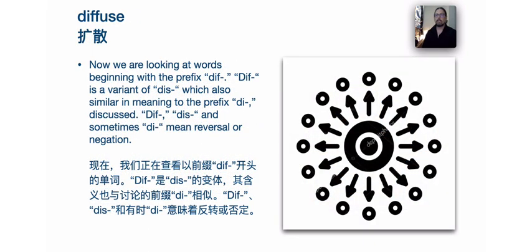Now we are looking at words beginning with the prefix dif, D-I-F. Dif is a variant of dis, which also is similar in meaning to the prefix di, discussed. Dif and dis and sometimes di mean reversal or negation.